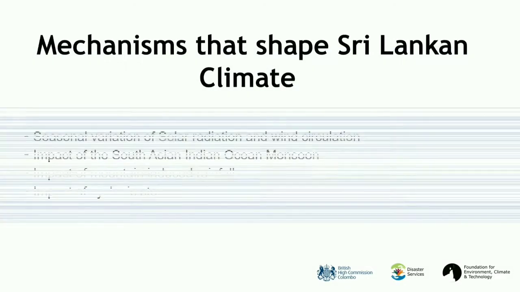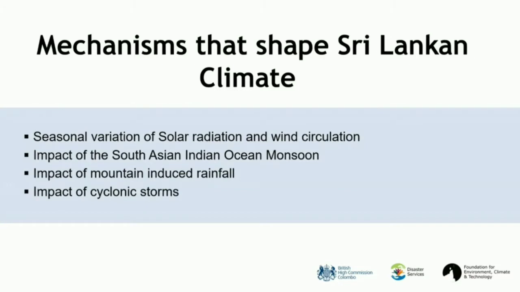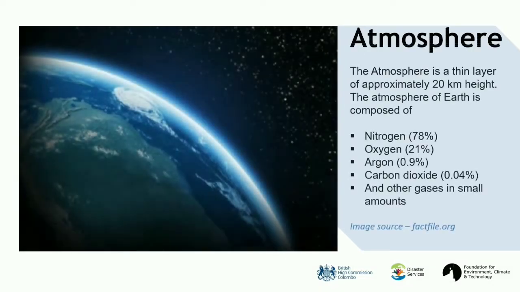There are four main mechanisms that shape Sri Lankan climate and the manner in which these mechanisms affect the seasonal and regional Sri Lankan climate. Seasonal variation of solar radiation and wind circulation. Impact of the South Asian Indian Ocean monsoon. Impact of mountain-induced rainfall. Impact of cyclonic storms.